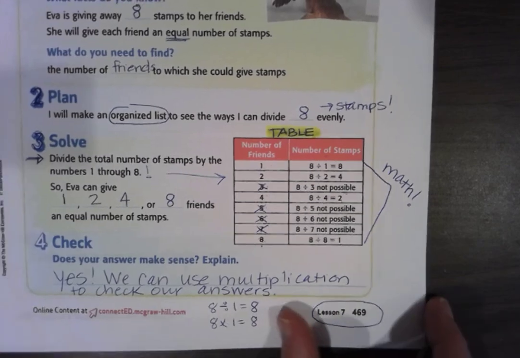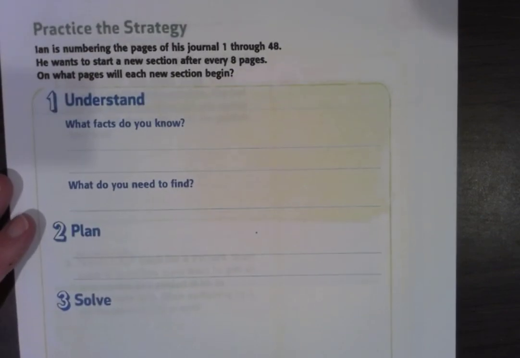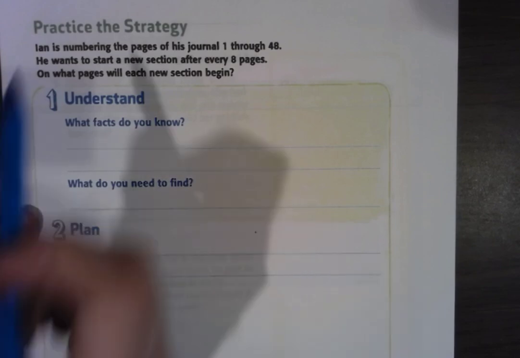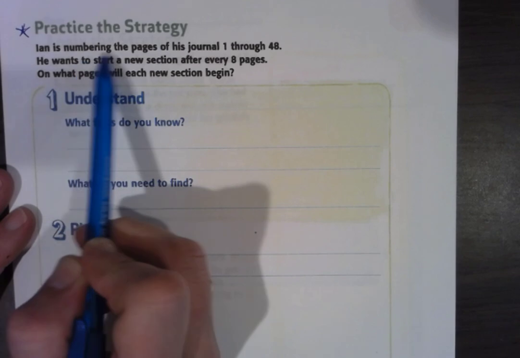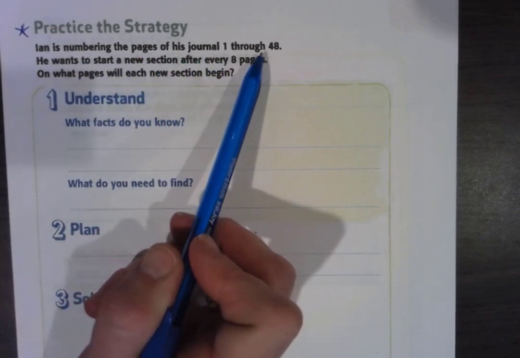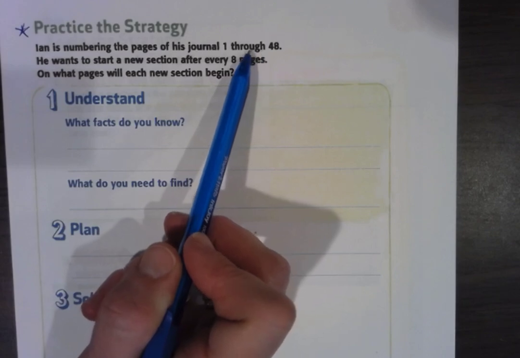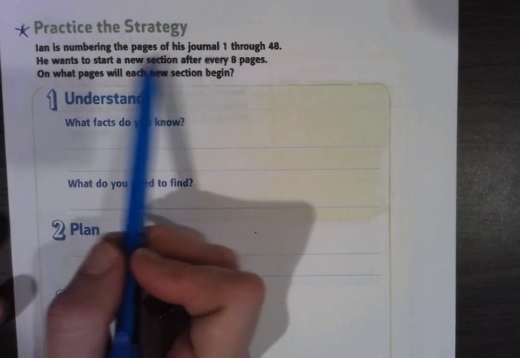Awesome. All right, let's turn the page, boys and girls, to page 470. That looks intimidating. It is all blank, but I'm positive we can do this together. So let's look at what it says for practice the strategy. We are right here. Okay? It says Ian is numbering the pages of his journal 1 through 8. Do you think that's going to be important information? I think it might be, but I'm going to read through the whole problem before I mark my important information.